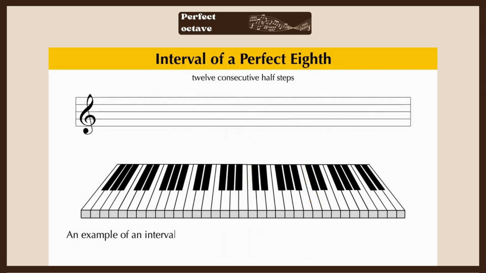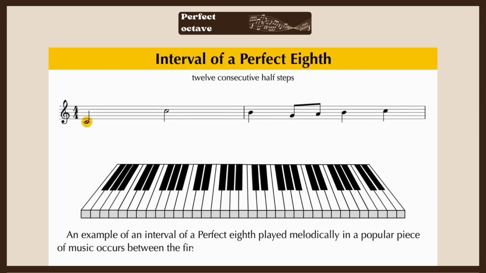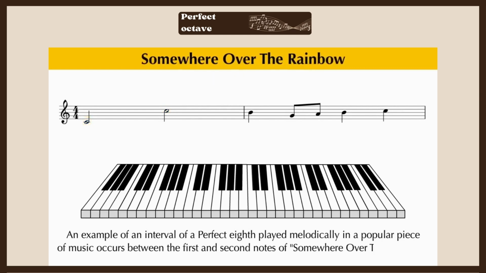An example of an interval of a perfect eighth played melodically in a popular piece of music occurs between the first and second notes of Somewhere Over the Rainbow.